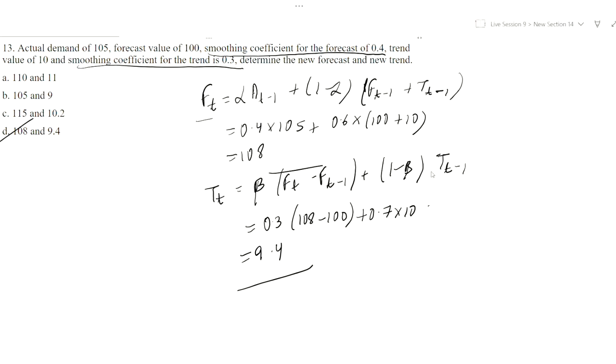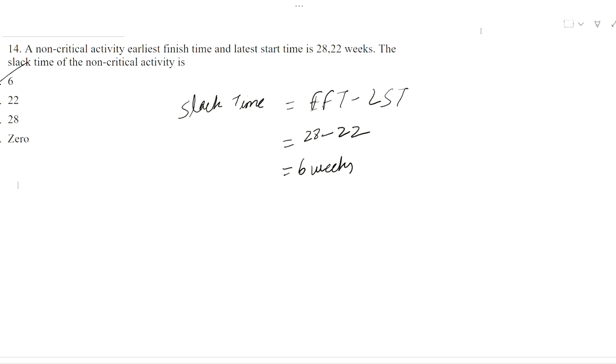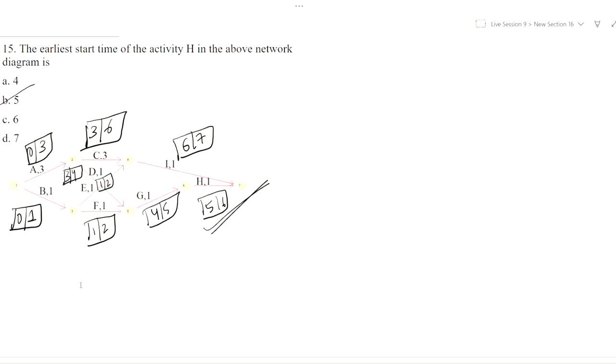Next we also discussed some questions on the critical path method. Here is a question where activities are given. We find out the early start time, early finish time, late start time, and late finish time for all the activities, and thus find out the early start time of activity H in the given network diagram.